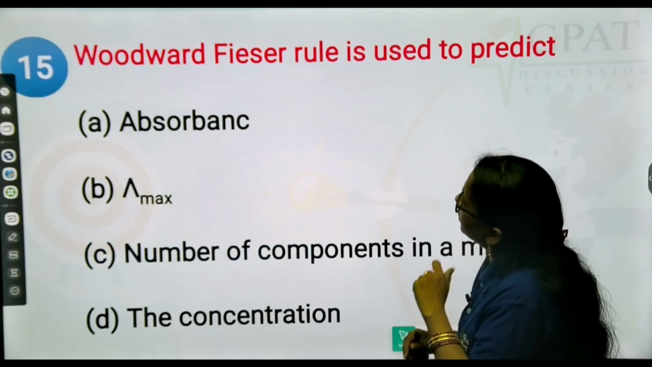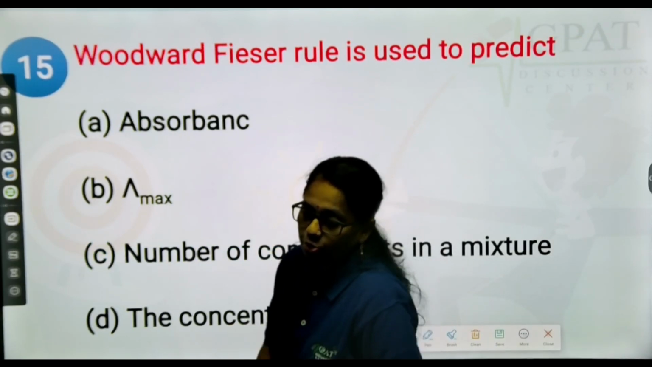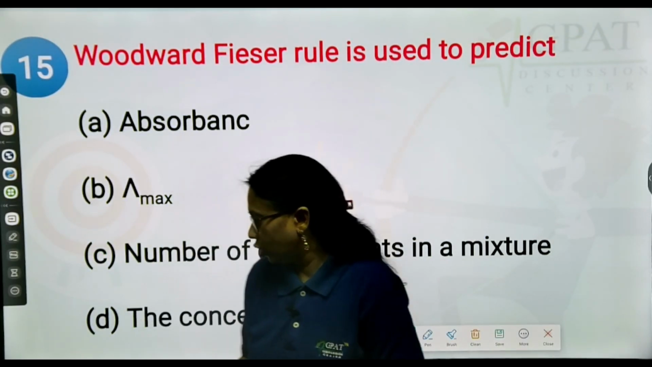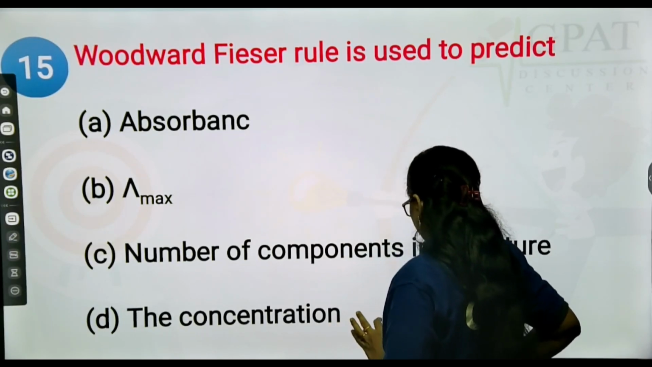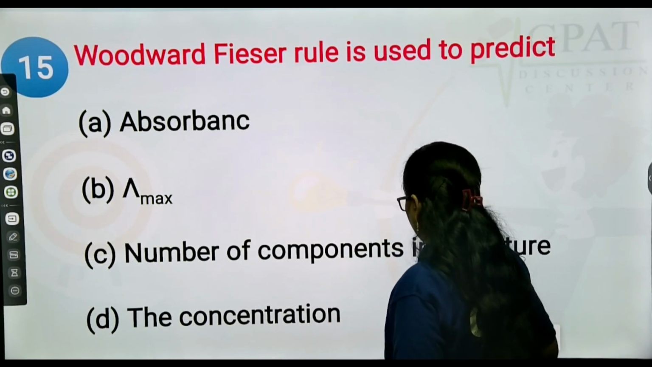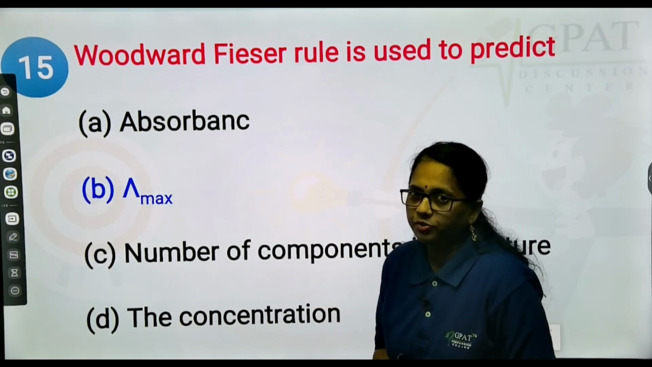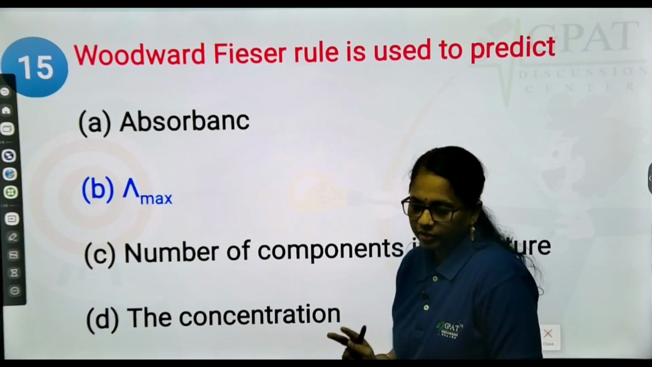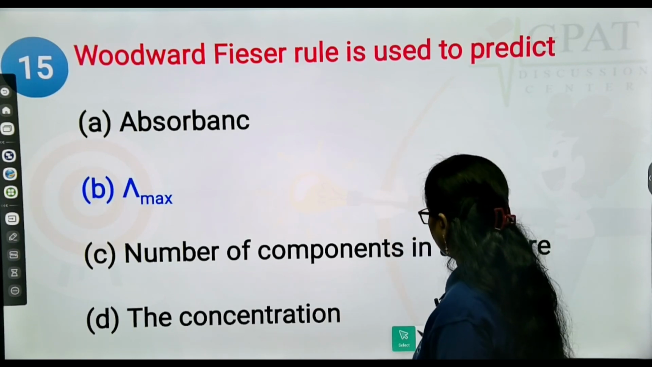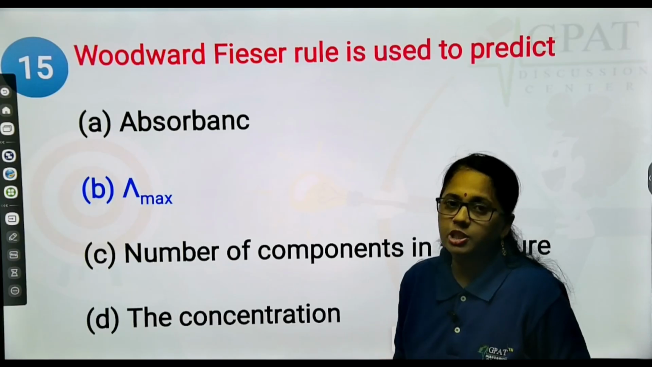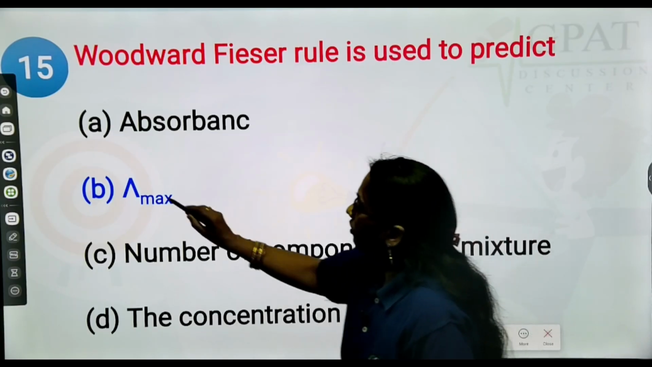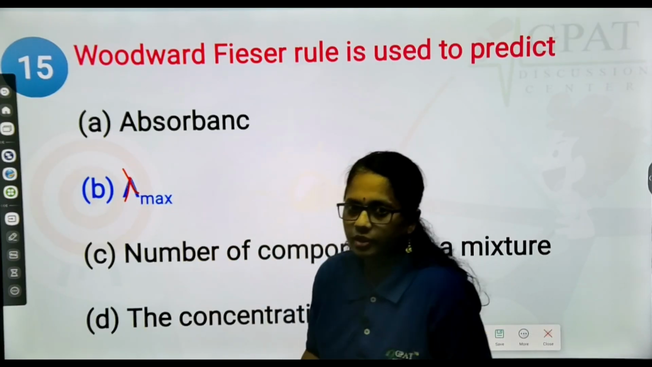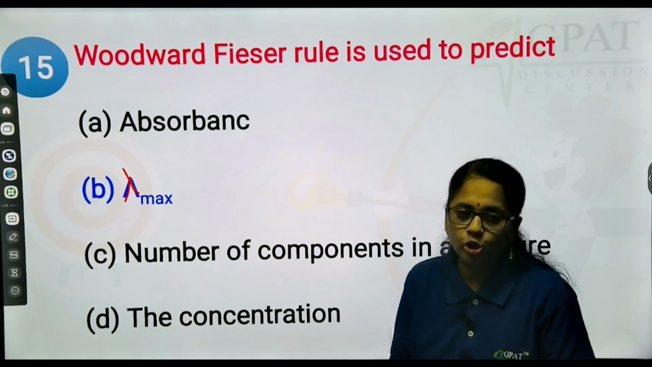Next question: Woodward-Fieser rule is used to predict. Very well known question this is. Woodward-Fieser rule is used for calculation of the lambda max for conjugated dienes as well as trienes, polyenes and alpha beta unsaturated hydrocarbons, acyclic conjugated dienes.